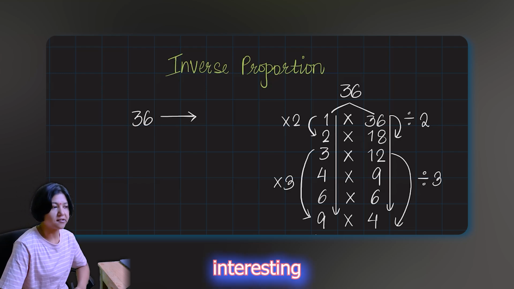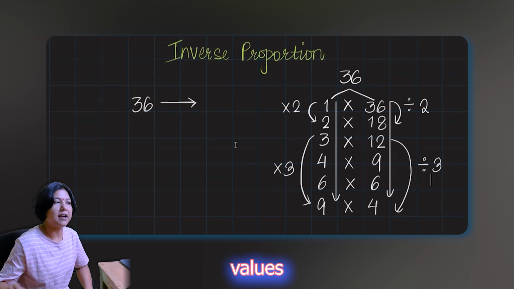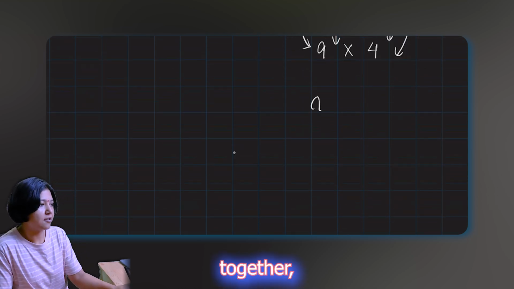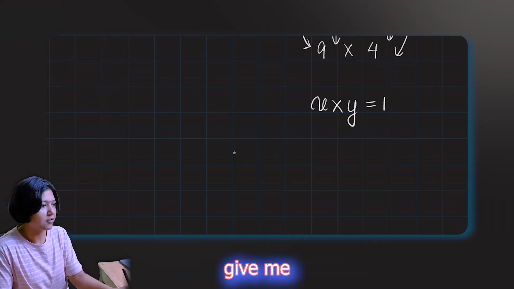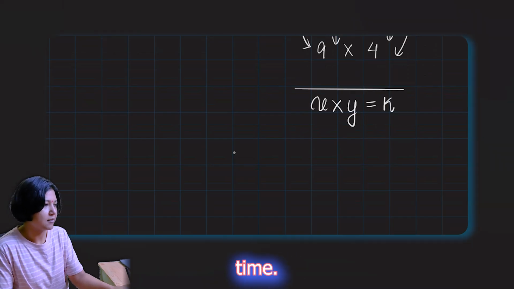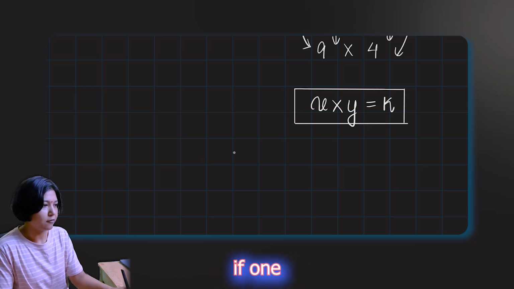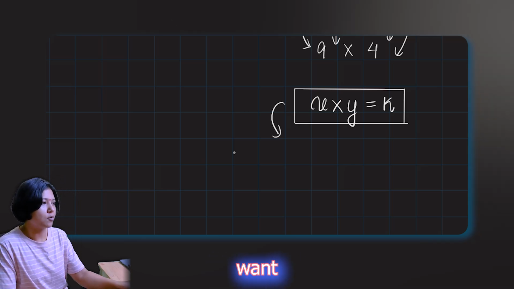12 divided by 3 is 4. It's actually very interesting, because what we want to understand is, there are two values such that when they multiply together, you should always get the same value. So x into y should give me the same value every time. This equation represents anything that is inversely related, meaning if one quantity increases and the other quantity decreases, that is how you want to represent it.